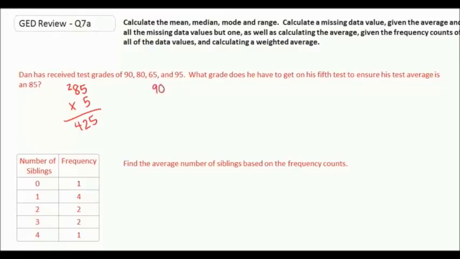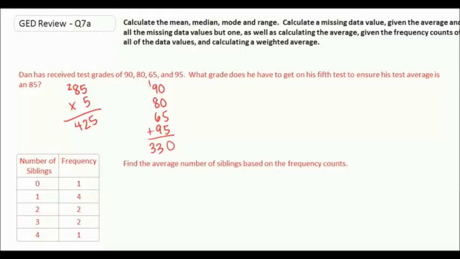Well, let's figure out what he has so far. We're going to add up the ones that we are given. That gives us 10. That's 18 plus 6 is 24 plus 9 is 33. So far he has 330 points.